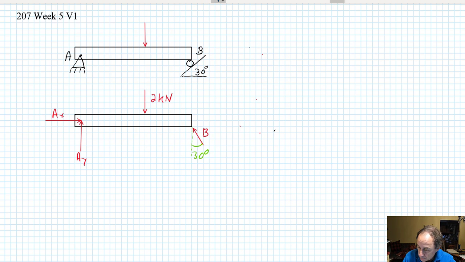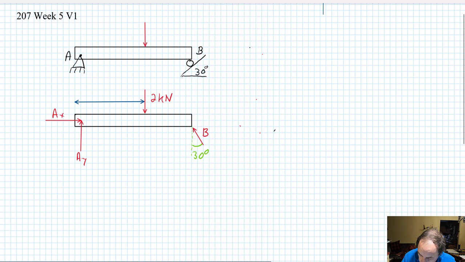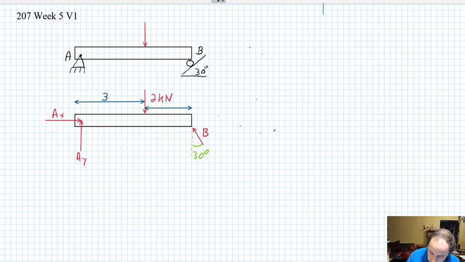Okay, so dimensions. We have a dimension here, and we have a dimension here. Okay, this is 3 meters. And this is 2 meters. Okay, so drawing the free body diagram directly under the diagram just helps to figure things out, helps align things up properly.